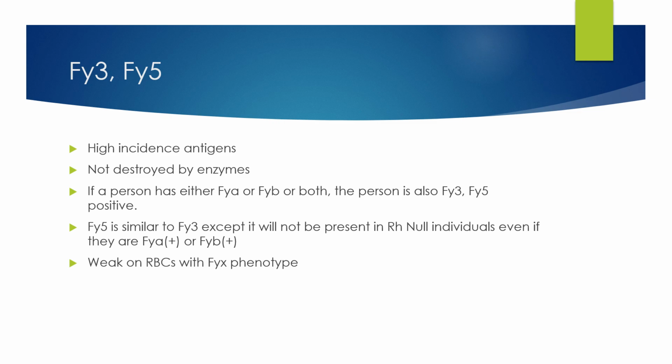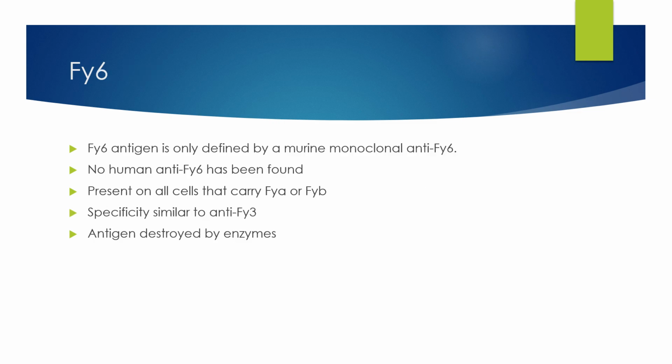If a person is either Duffy A and/or Duffy B positive, they will also be positive for Duffy 3 and Duffy 5. However, Duffy 5 will not be present on Rh null cells even if they are Duffy A or Duffy B positive. Duffy 3 and Duffy 5 antigen expression will be weakened on red cells with the Duffy X phenotype. The Duffy 6 antigen is a high incidence antigen that will be present on cells that are either Duffy A or Duffy B positive.